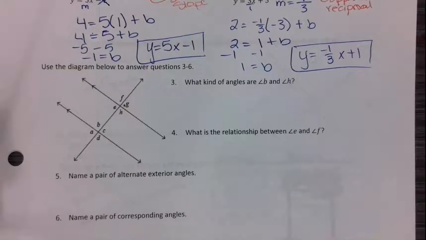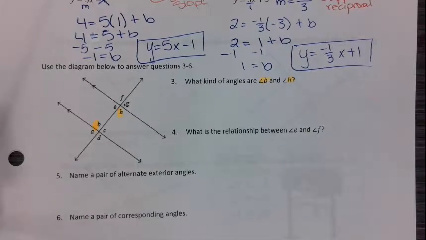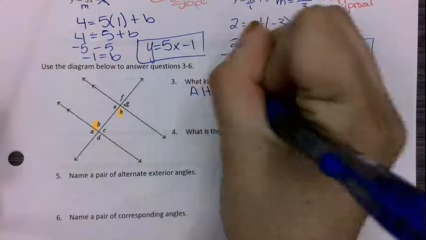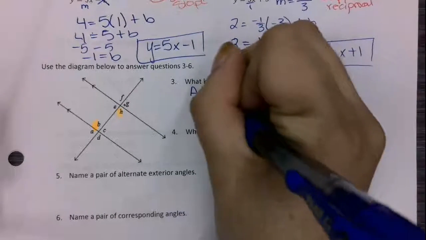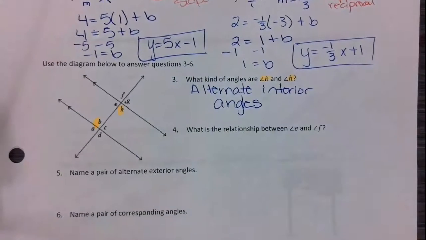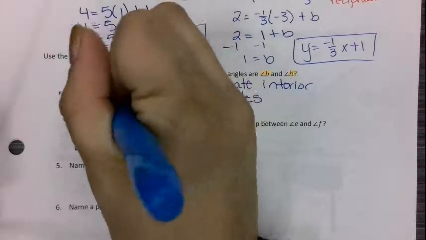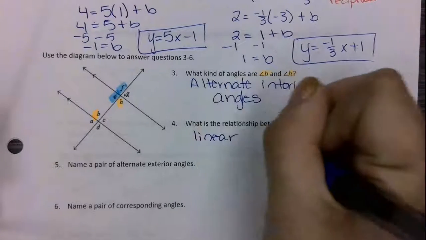Moving on, I want to look at different kinds of angles. So my first one is B and H. So if I look, they are on opposite sides of the transversal, in between the parallel lines. So they are alternate interior angles. Okay. I can spell angles. Then the next one it wants me to compare is E and F. Those two are right next to each other. They make a linear pair because they make a straight line together.